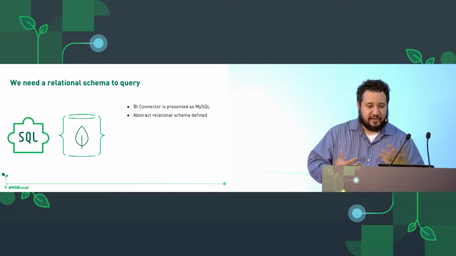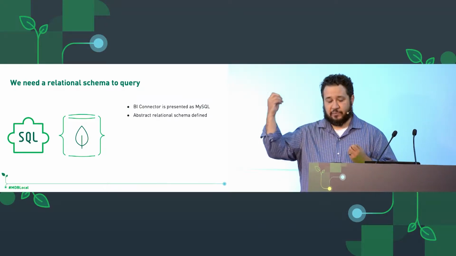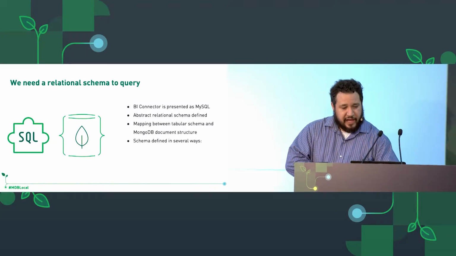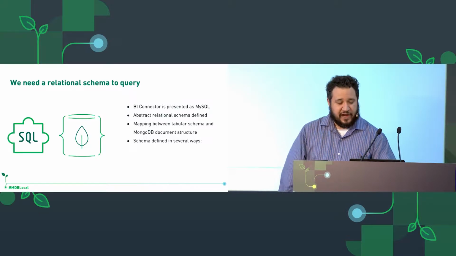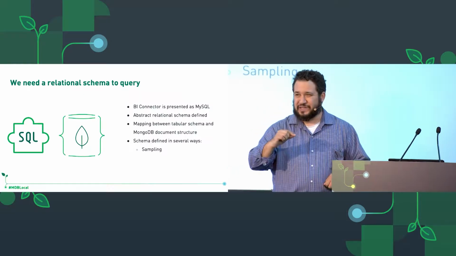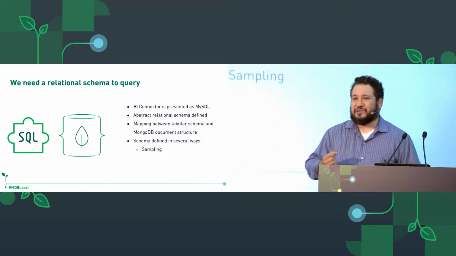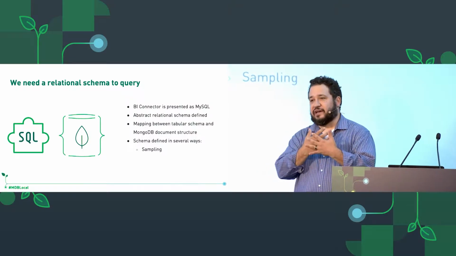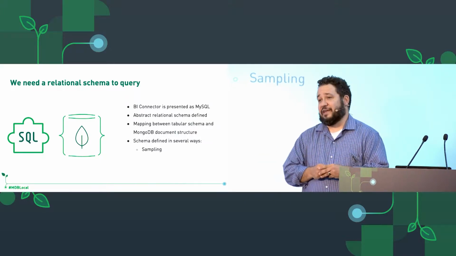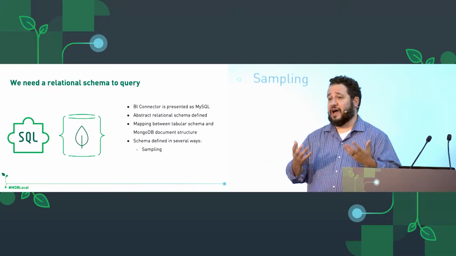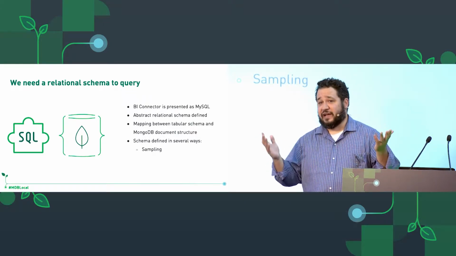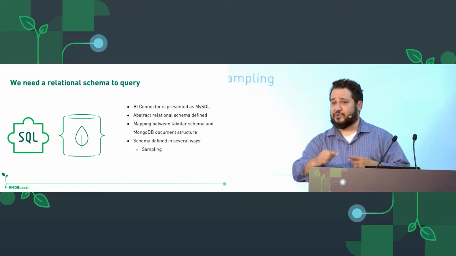We do create an abstracted relational schema, which again maps the SQL schema to an underlying document structure. And we have a few different ways that we can define that schema. The first is through sampling, and I'll talk in more detail in a few minutes about each of these. But sampling is basically where we go in and we look at 1,000, 5,000 documents, and we look at the fields and the data types and all that, and then we have certain logic that we apply that creates a relational schema. A lot of customers love that. It's fine. It meets their needs. It's great.